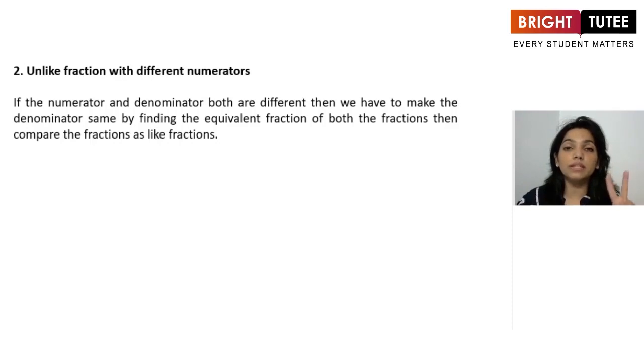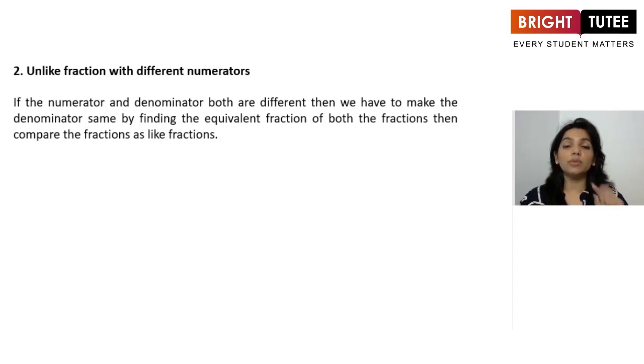There also we divided it into two cases. One where the numerators were the same. So what do we do? We just keep the numerators as they are and compare the denominators. And the fraction with the bigger denominator, we call the smaller fraction.